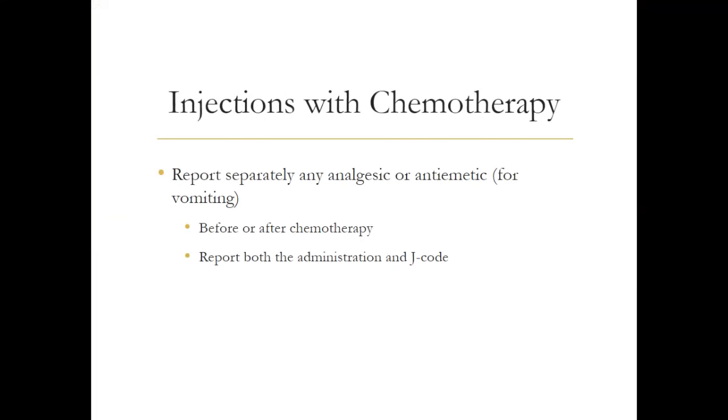If the patient is given an additional medication before or after chemotherapy, such as an analgesic or antiemetic, administration of this medicine is reported separately. Report separately any analgesic or antiemetic for vomiting before or after chemotherapy. Report both the administration and the J code, which is the type of medication the J code is.